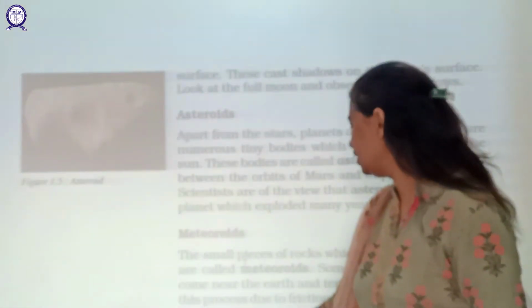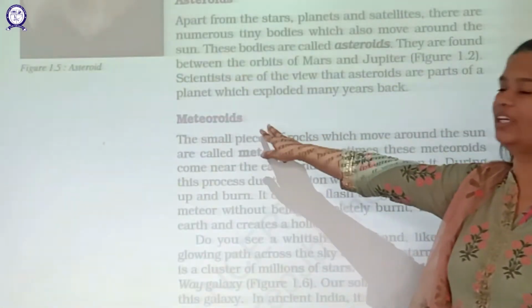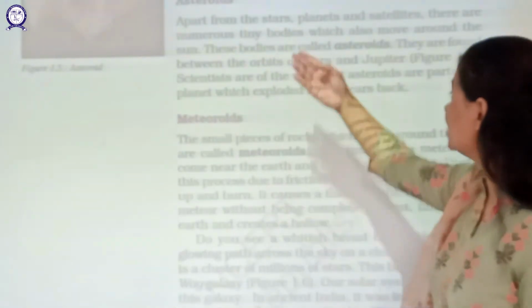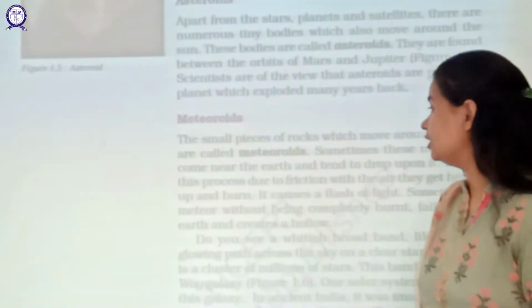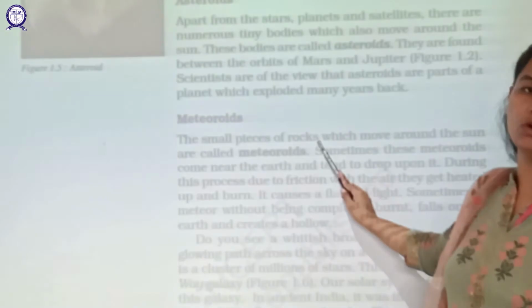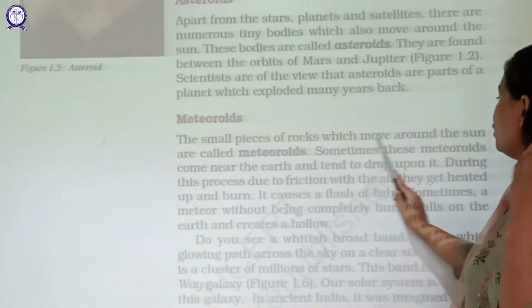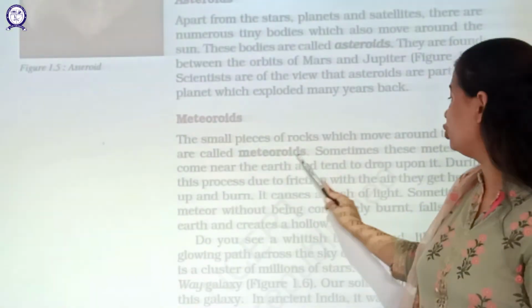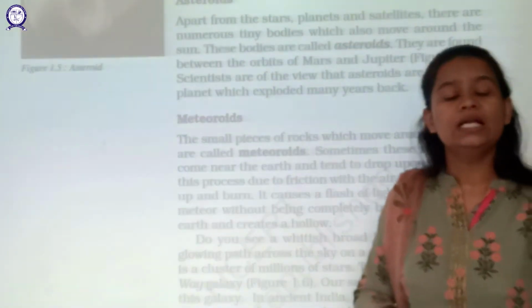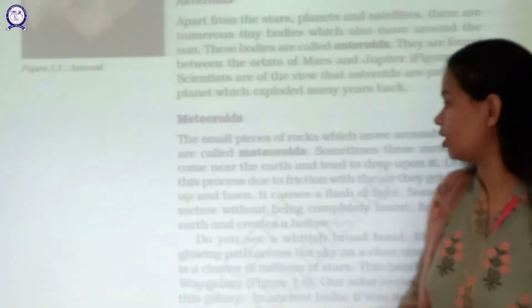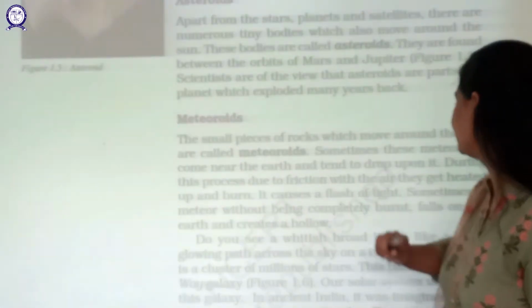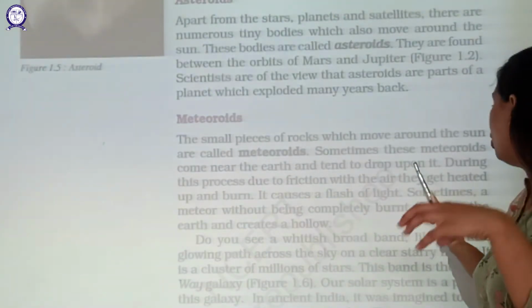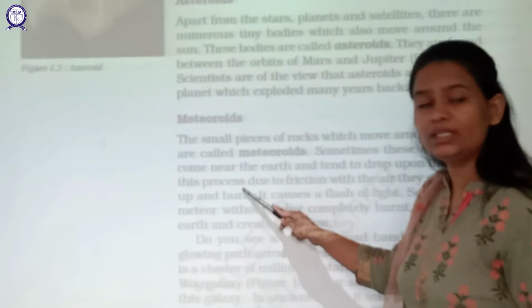Now we will study meteoroids. I already told you asteroids and meteoroids both are celestial bodies other than stars, planets and satellites. But we can say when small pieces of rock revolve around the sun, then those small pieces of rock are called meteoroids.